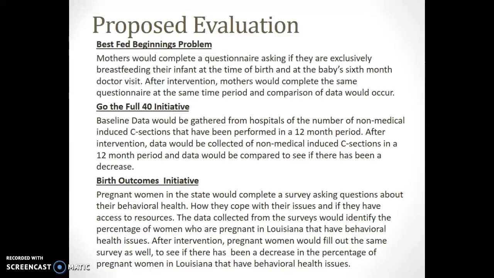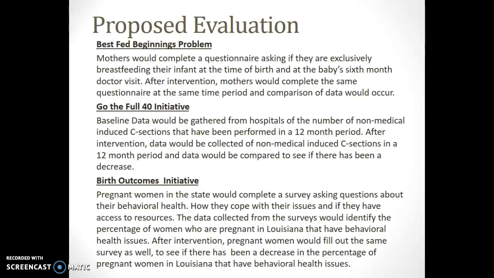For the Go Full 40 initiative, baseline data would be gathered from the hospitals involved in the program to see the number of non-medical induced C-sections they perform in a 12-week period. After the intervention, data will be collected on non-medical induced C-sections in a 12-week period, and data will be compared to see if there has been a decrease.